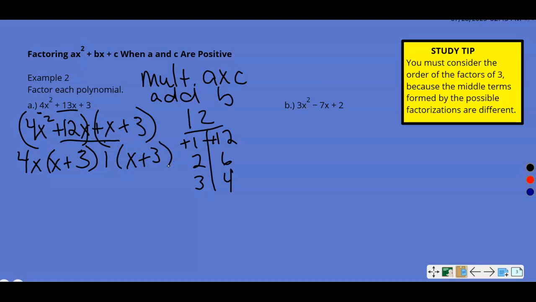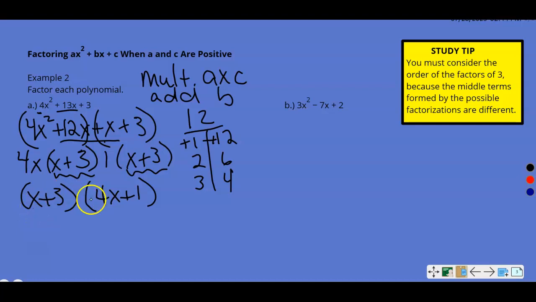Now when I look at this expression, I have 2 of these that say x plus 3. That is my greatest common factor. So I'm going to factor that out. And what do I have left? 4x plus 1. So again, this is a little bit more complicated, a couple more steps, but it's not difficult at all once you learn the process.